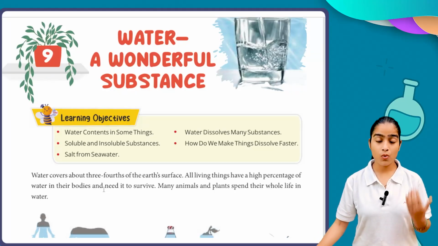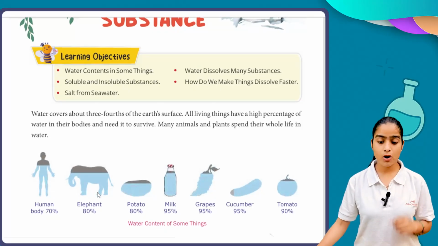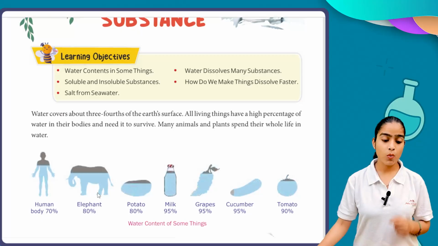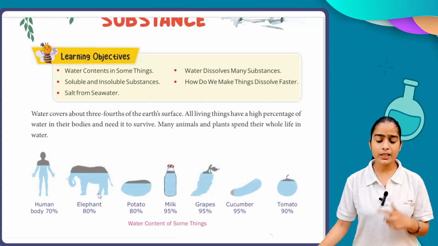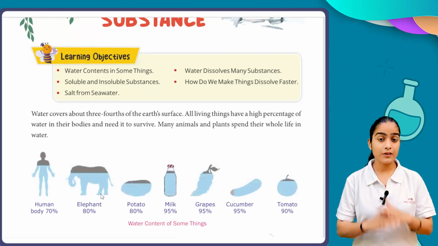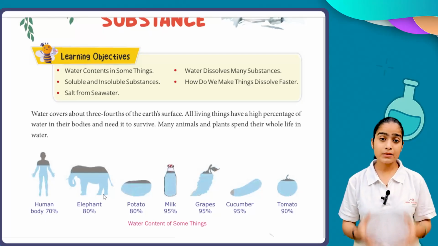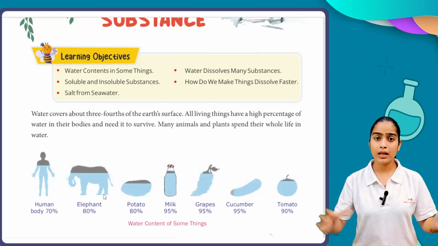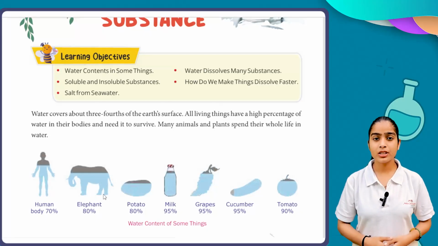So first, we know about water. As you know, water covers about 3/4 of the Earth's surface. All living things have a high percentage of water in their bodies and need it to survive. Many animals and plants spend their whole life in water. So, as we know, 3/4 of our earth is covered with water. Humans, animals, plants, all need water for their survival. And some animals spend their whole life inside the water only. We are generally talking about water animals like fish, right?